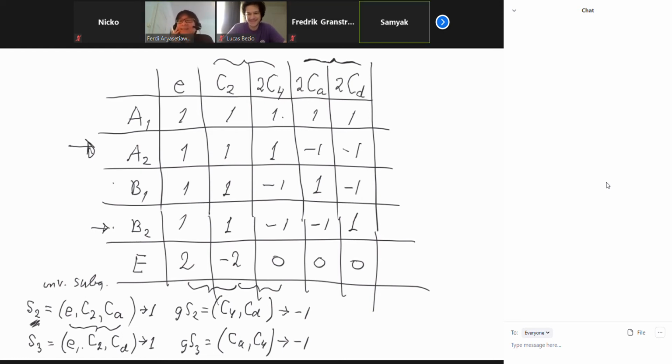I was just wondering, because you said A refers to a one-dimensional representation and E to a two-dimensional one. Is there a reason for naming those B instead of A? Oh, I don't know.